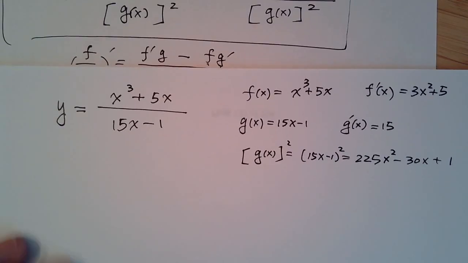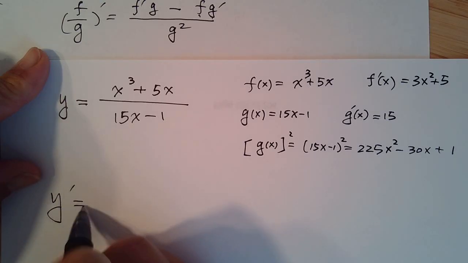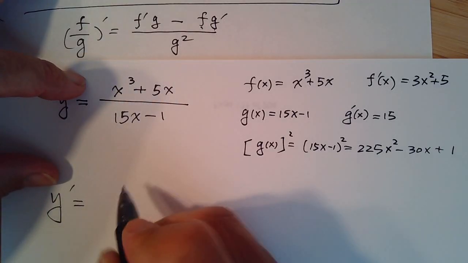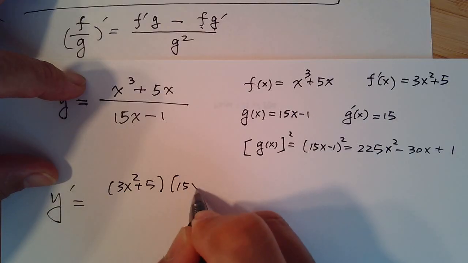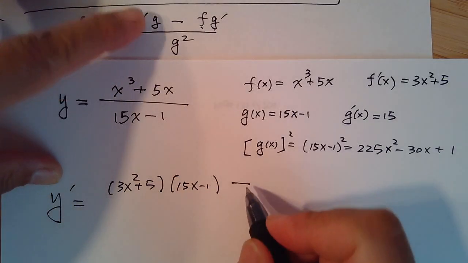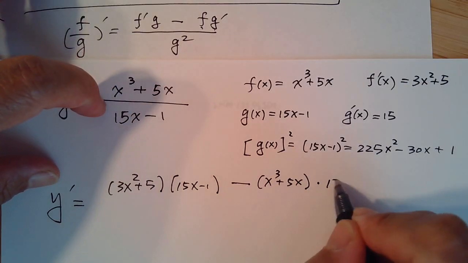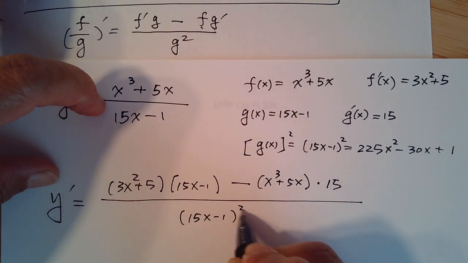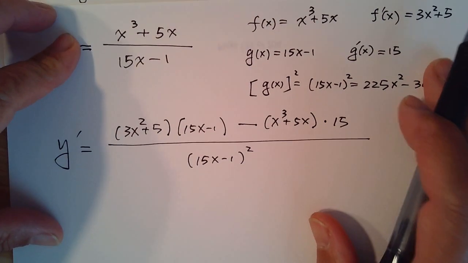All right, we know everything, so just by looking at this formula, (f/g)', y prime should be: the numerator is f prime g minus f g prime. So f prime, we know, is 3x squared plus 5, times g, 15x minus 1, minus f, x cubed plus 5x, times g prime, which is 15, okay, and the denominator is 15x minus 1 squared. Okay, you can use the distributive property to simplify this, and you can get the answer.